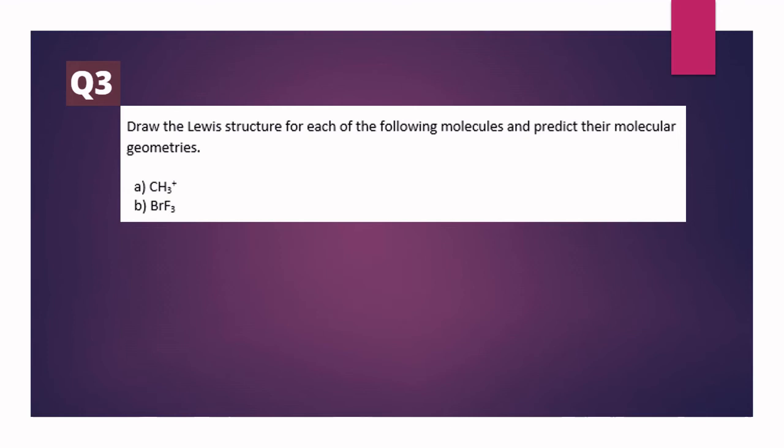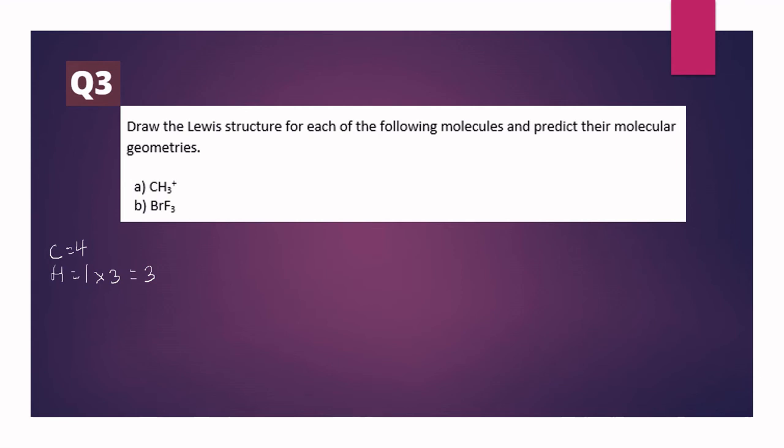For question 3, we need to draw the Lewis structure for each of the following molecules and predict their molecular geometry. So the first molecule is CH3+. The first step that we need to do is calculating the valence electrons for all the atoms. Carbon has 4 valence electrons, hydrogen has 1, but we have 3 hydrogens here, so times 3, so it becomes 3.